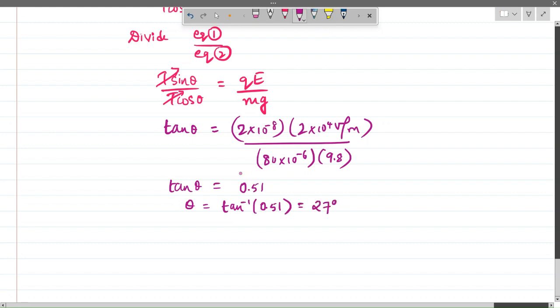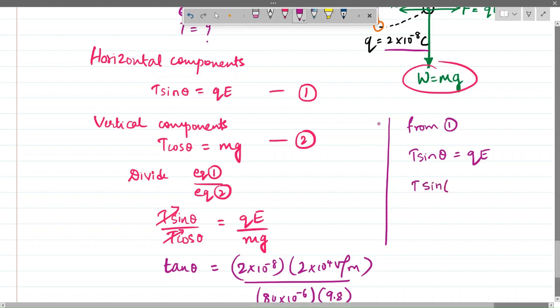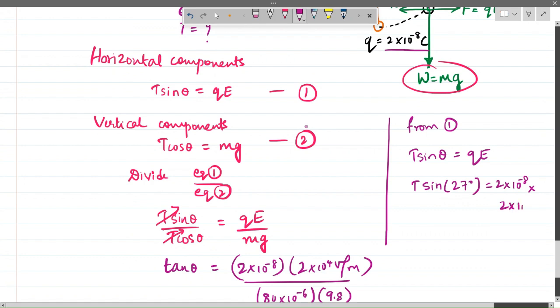Hence, again we have to find out T. Now we have to calculate T. We know that from equation 1, T sin theta is equal to QE. T sin 27 degrees is equal to, what is Q here? Q is 2 into 10 raised to the power of minus 8, into electric field intensity, 2 into 10 raised to the power of 4. So T, if you calculate this, you will get it as 1.727 into 10 raised to the power of minus 4 Newton.